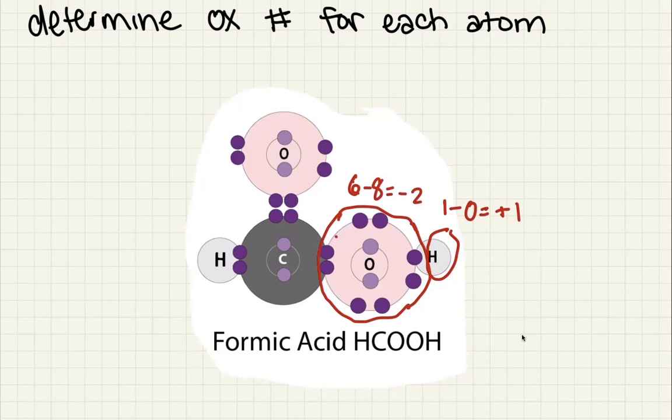Let's look at this other oxygen. It's got a double bond to carbon. If it has a double bond to carbon, now there are 4 electrons that are potentially up for grabs. And oxygen is going to grab all of them because oxygen is more electronegative than carbon. So we end up with the same as before. We started with 6, and now we have 1, 2, 3, 4, 5, 6, 7, 8. So 6 minus 8 is -2. Once again, we have an oxidation state of -2 for this oxygen.